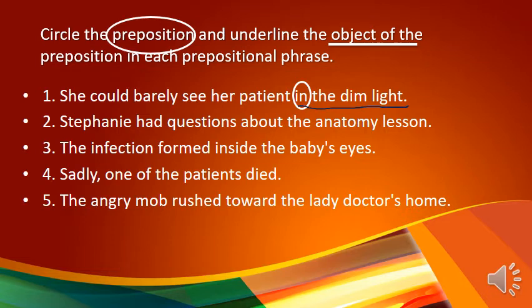This is the prepositional phrase. Where is the object? The object is the noun. So this is the noun. This is the object of preposition.